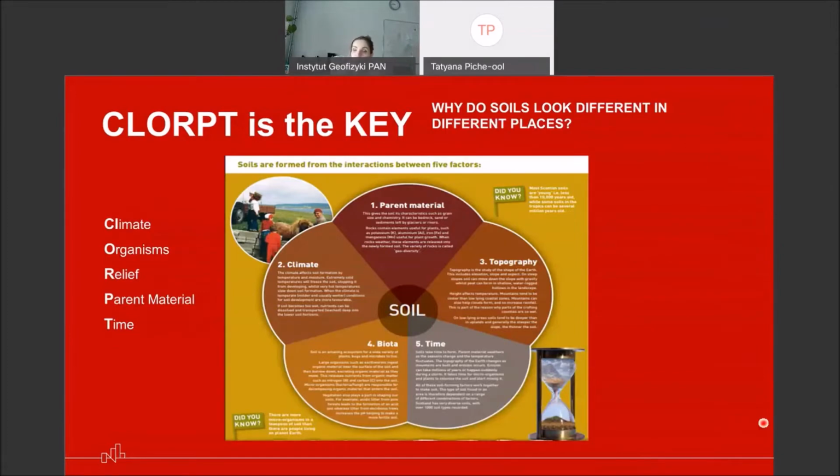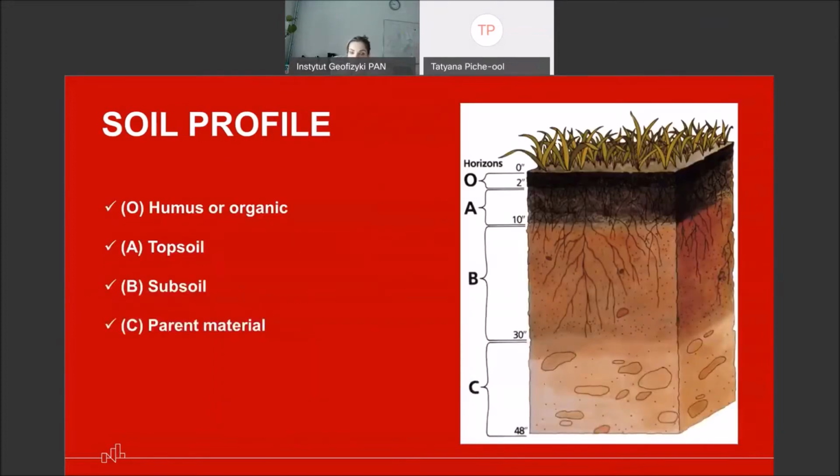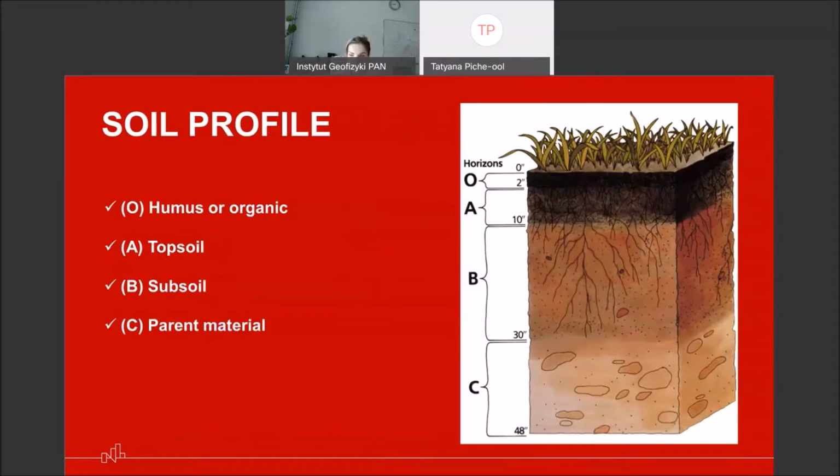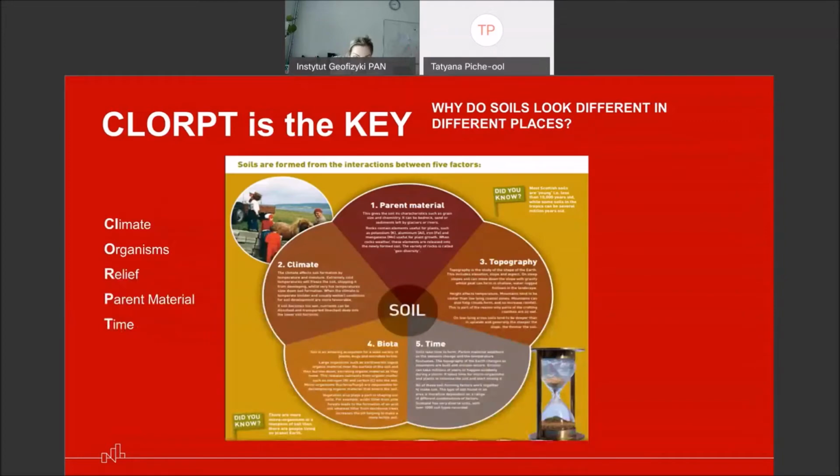So why do soils look different in different places? I mentioned that this is like a model profile, but they can be very different. They can have different horizons. Some are more significant, more visible, and some are less visible. Sometimes it's quite difficult to determine where a horizon ends and where another starts. It's not always that easy in actual field work. Actually, it's really, really hard to determine the layers in real life.